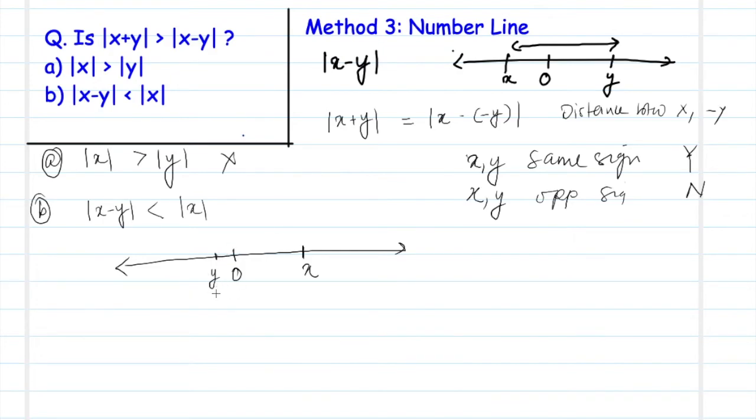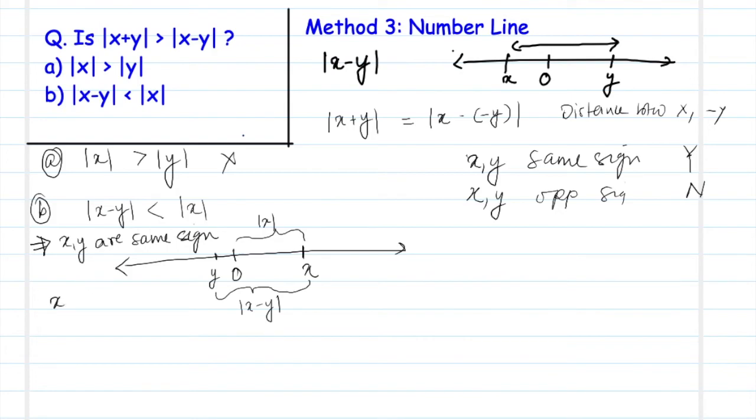As you can see, x minus y is the distance between x and y, and mod x is the distance between 0 and x. So this is mod x, and this is x minus y. As long as y is on the other side of 0, or opposite sign of x, mod x minus y will always be greater than mod of x. So when they are opposite signs, this cannot happen. So the only way this happens is when x and y are the same sign.